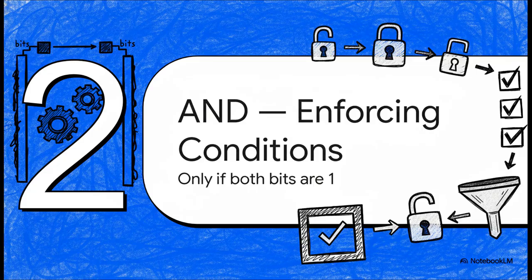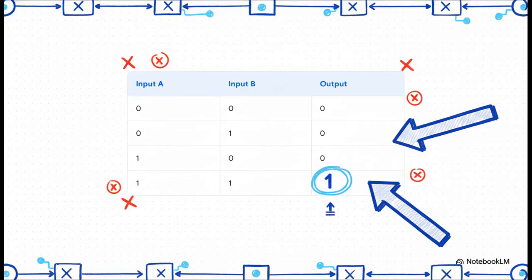So let's start with our first logical tool, the AND operation. The best way to think of AND is as the ultimate, strict gatekeeper. It's all about enforcing conditions and making sure that multiple requirements are all met at the exact same time. Just look at this truth table. The output is 0 or false in almost every single case. The only time you get a 1 or true is when input A and input B are both 1. No exceptions, both conditions have to be met.